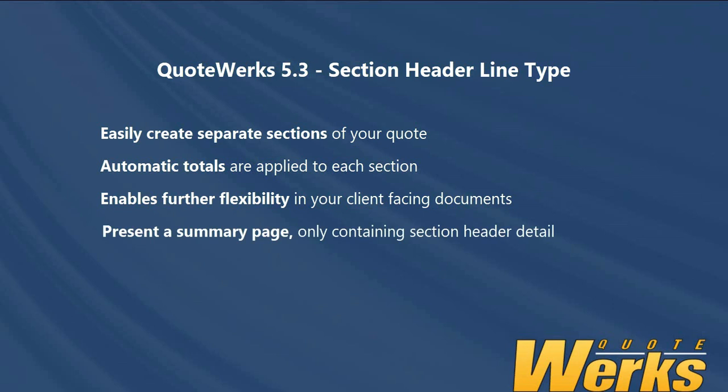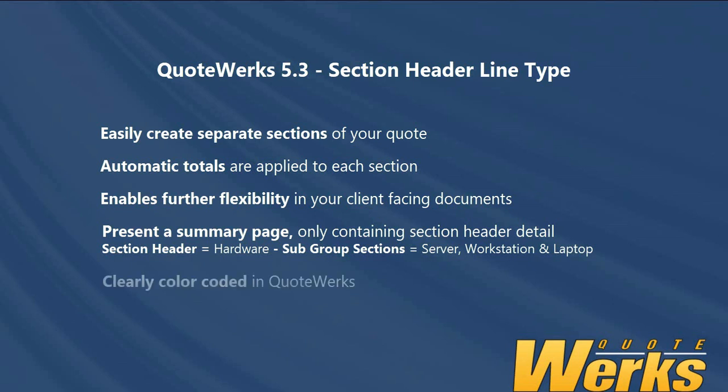As an example, I could create a section header called Hardware, and within that could have subsections, maybe for server, workstation, and laptop. Section headers are clearly color-coded inside QuoteWerks, which enables you quickly to identify the start and end of each section.